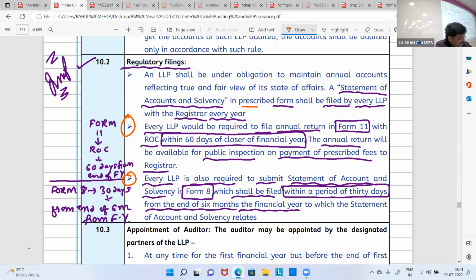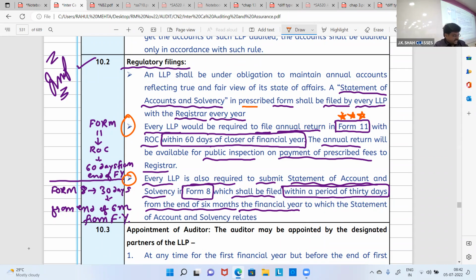Firstly, every LLP would be required to file an annual return. In which form? Form 11, correct. With whom? ROC. Within how many days? 60 days from closure of the financial year. And this annual return will be available for public inspection. If you want to see it, you can pay the fees and inspect, just like shareholders can inspect the books of accounts. So ultimately, first is which form number? 11. Submitted when? Within 60 days from the closure of the financial year. That is one form.